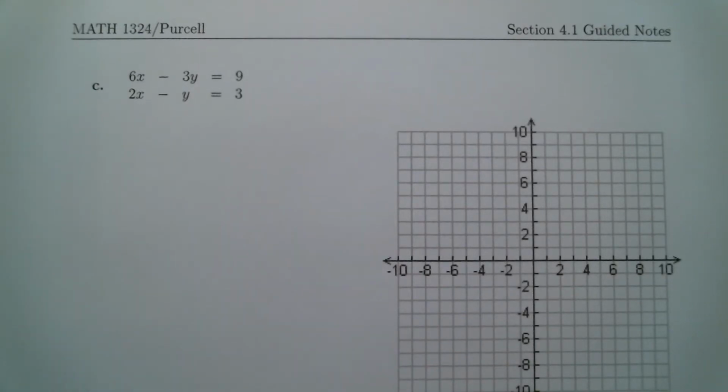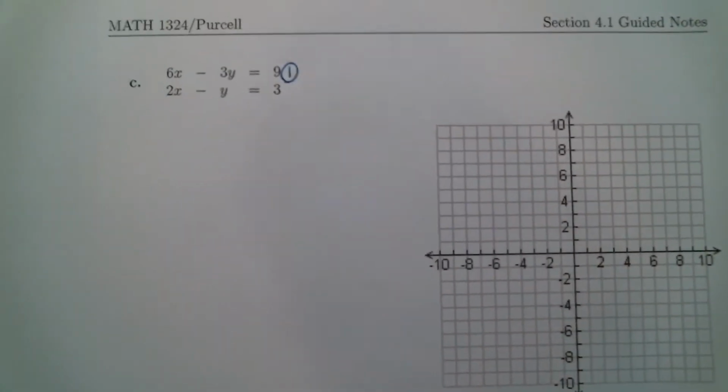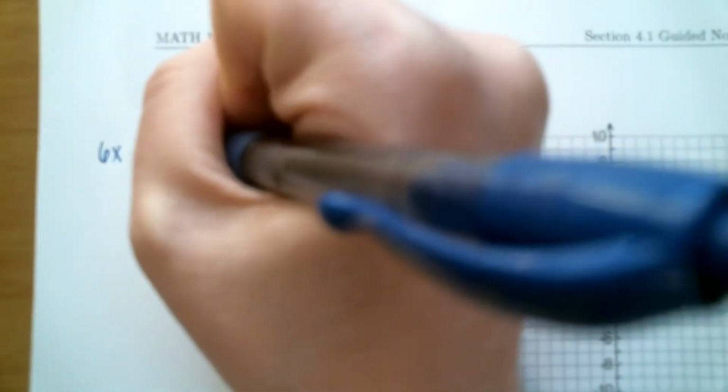In example 2C, our system is 6x minus 3y is equal to 9, and 2x minus y is equal to 3. All right, so again, we're going to graph this. I will start with equation 1. We will color code like normal. All right, so let's see. We've got 6x minus 3y is equal to 9.